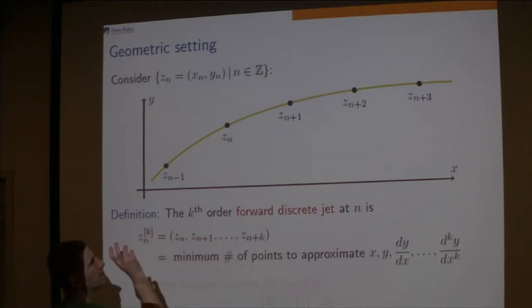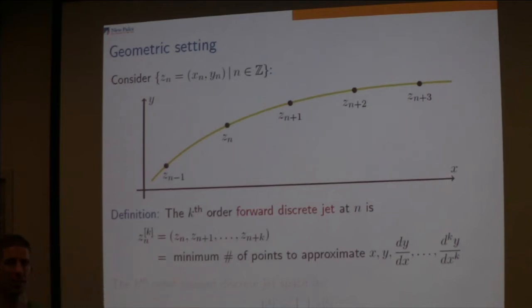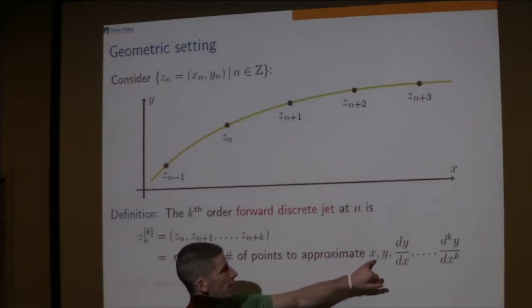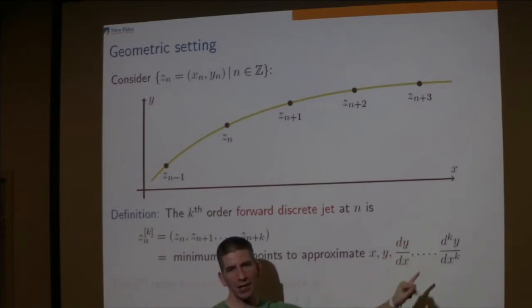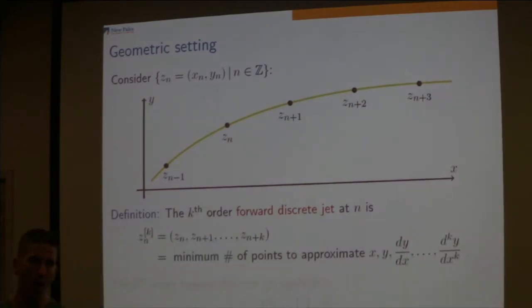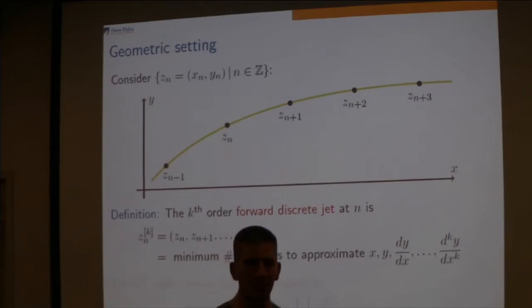Why is it called the discrete jet? It's because this is the minimum number of points that one would need if one wanted to approximate the function y, its first derivative, and its second derivative, up to order k. In differential geometry, this would be called the kth jet of a function y, and now in the discrete case, we have the same analog, but it will just be the collection of these points together. And if we have these points, technically, we can approximate derivatives.